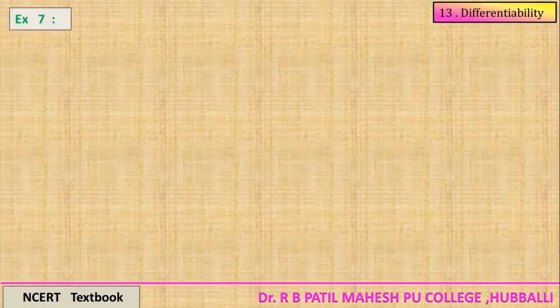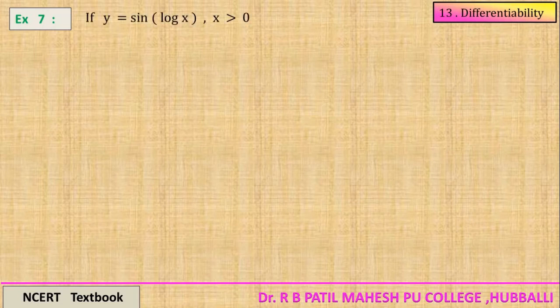Next one, if y is equal to sine of log x, where x is greater than 0, then find dy by dx. So here in this example, given that x is greater than 0, which means that this function is well defined where x is greater than 0. It is a condition for this function to be well defined. Some conditions are given on variable x, like that.